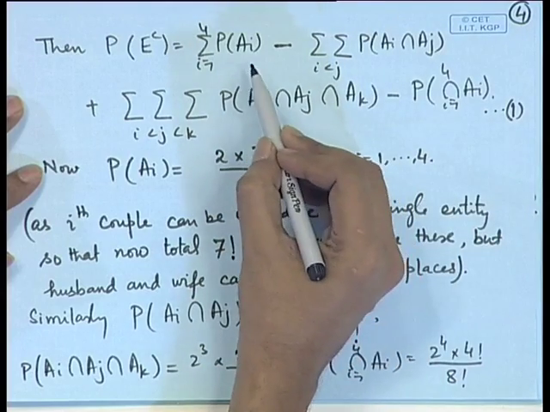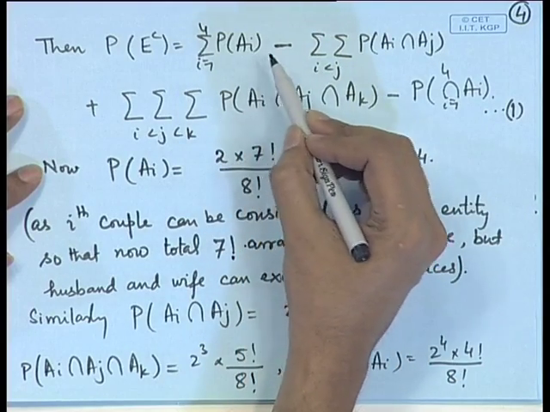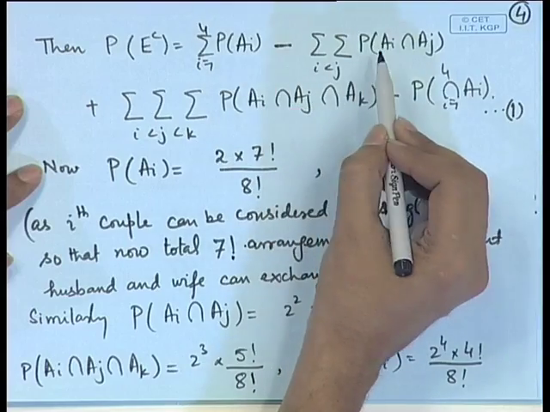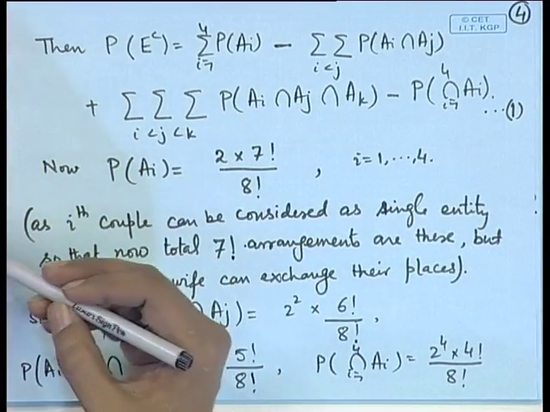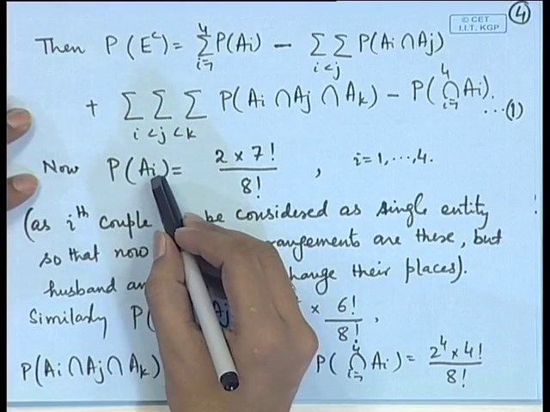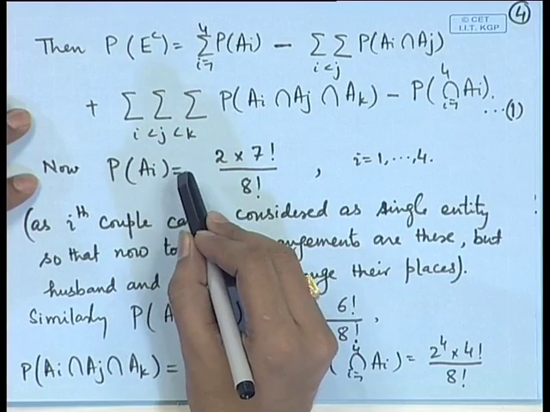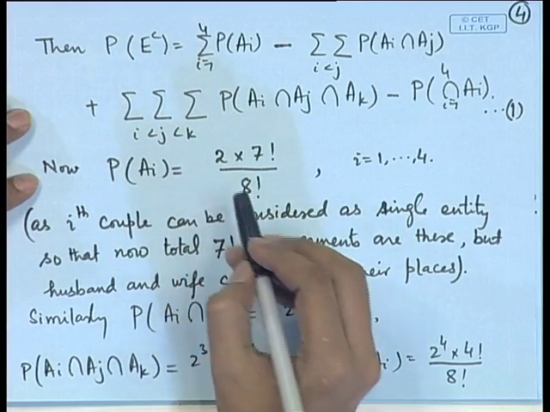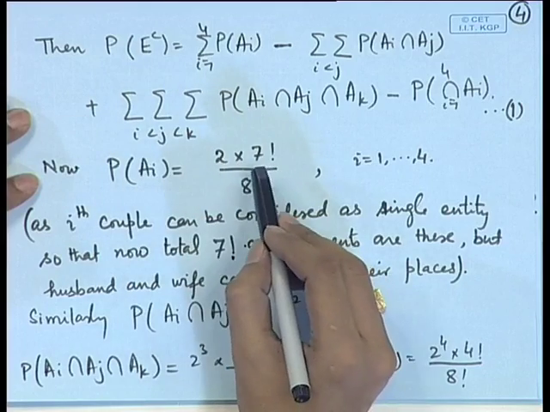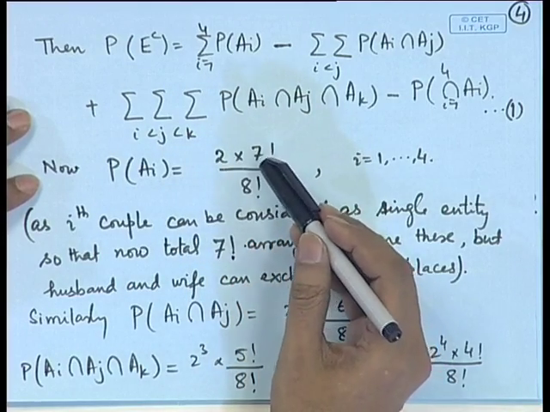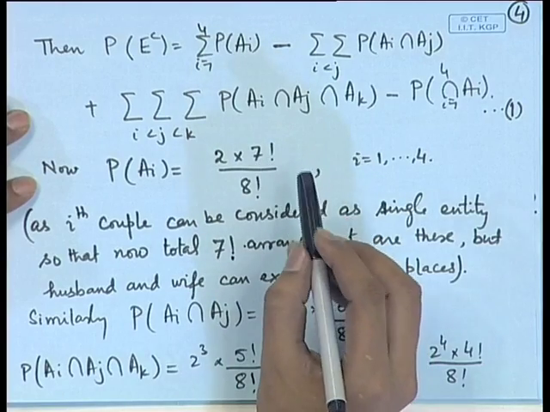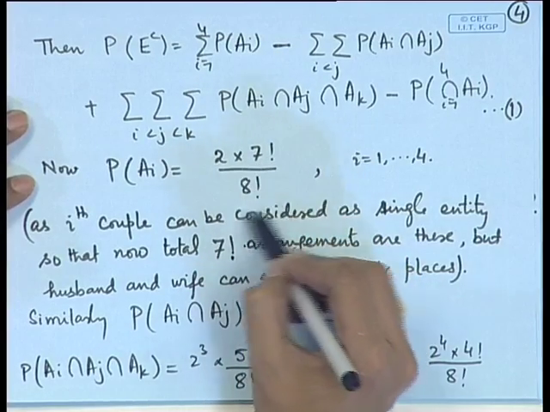Now, the next step is to evaluate probabilities of individual terms here. So, if we look at the probability of A_i, then A_i denotes that the ith couple sits together. Now, in order to evaluate this, we can make use of the classical definition of probability, where we look at the favorable number of cases and the total number of cases.